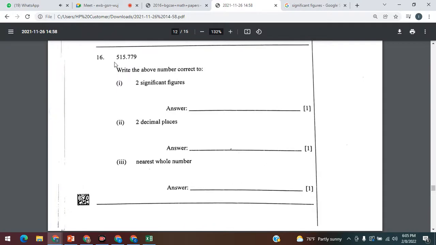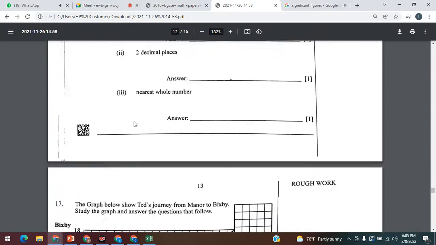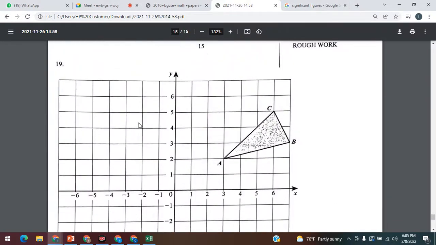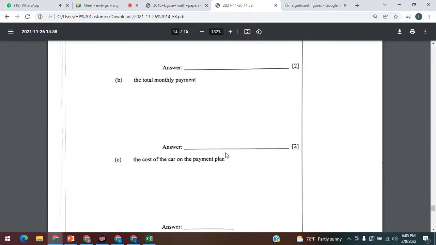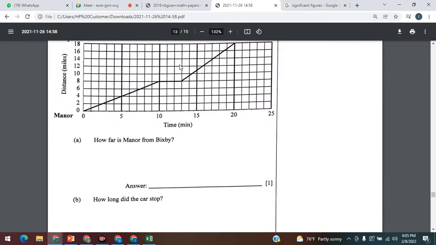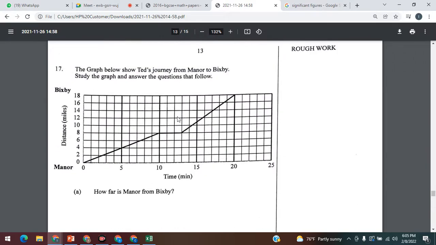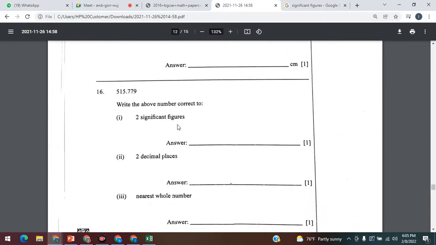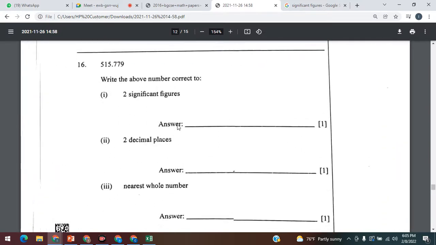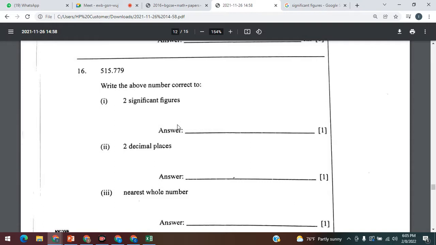So we are on number 16. We finished 19 yesterday. This graphing thing. We finished the car payment thing, and we also did the time graph. Now today we're going to be beginning with question number 16. The reason why I start from the back is because the front is too easy, so I want to start at the back so that we could have a little something interesting to do.